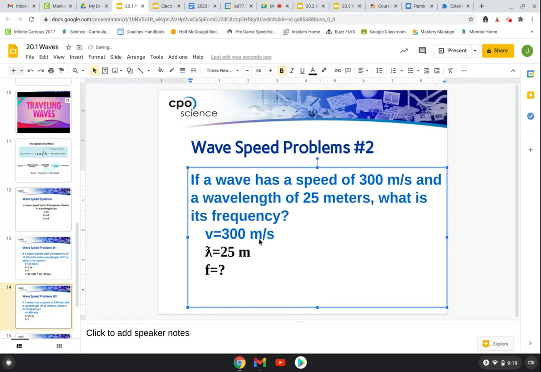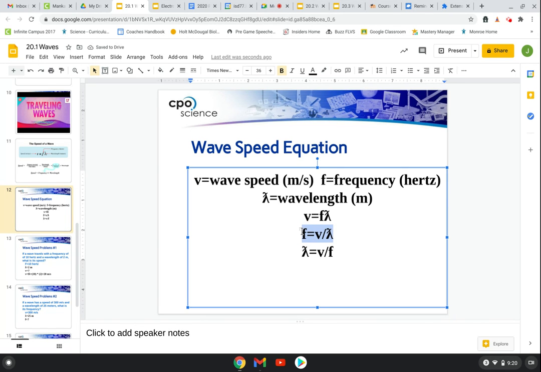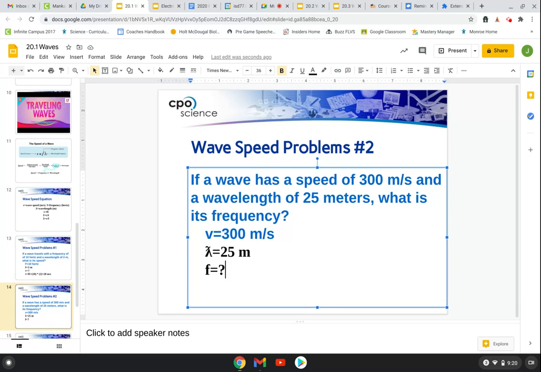Solve for my problem. Now I'm solving for F. Go to my equations. I have my equation for F. F is equal to V divided by wavelength, or lambda. Drop in my equation, plug the numbers in. So 300 divided by 25, which is equal to 12. And now it's frequency, so I know that's hertz. Okay?